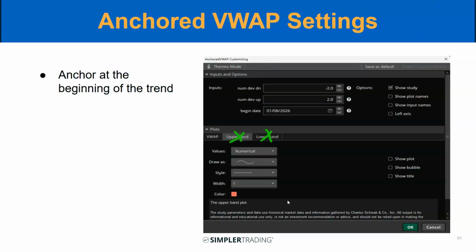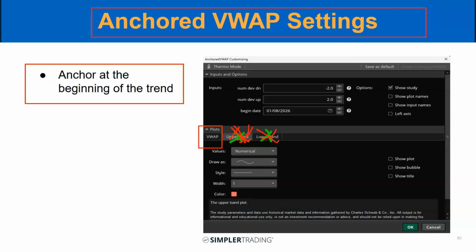All right. So over here on Thinkorswim, when I am using this, we are only using this section right here. We actually turn off this. And if you want to keep it on, that's totally up to you. I'm just showing you what I have on my charts. Okay. We're going to take the lower and the upper off, and we're just going to keep the VWAP. Anchor at the beginning of trend.